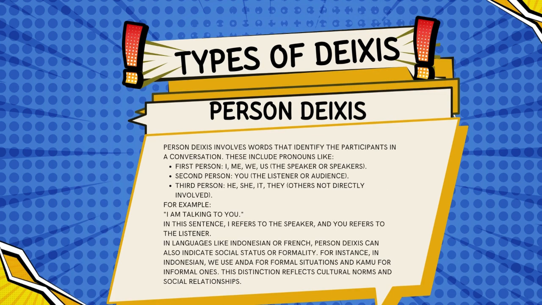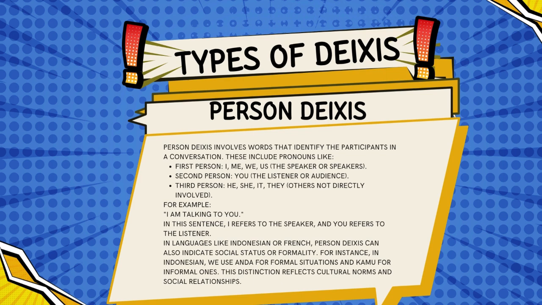The first type of DEIXIS is person DEIXIS. Person DEIXIS involves words that identify the participants in a conversation. These include pronouns like, for example, first person: I, me, we, us, or the speaker or speakers. The second person: you, or the listener or audience. And the third person: he, she, it, they, others not directly involved.